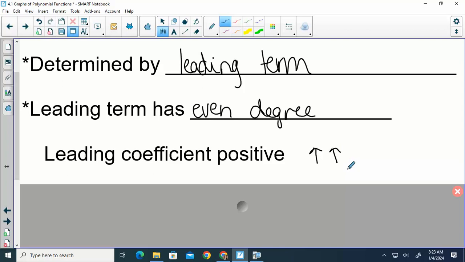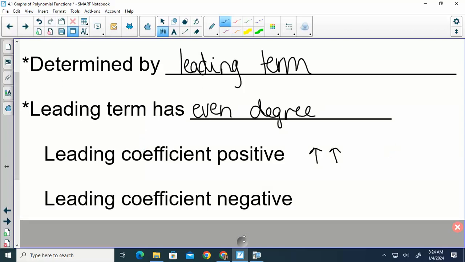You might see sometimes they write it out as x goes to infinity, f of x goes to infinity, and have something a little more detailed. But we're really just talking about which direction the ends are going, so arrows are sufficient. What would happen if I threw a negative leading coefficient? So a negative x squared. Yeah, it flips it so they both go down.